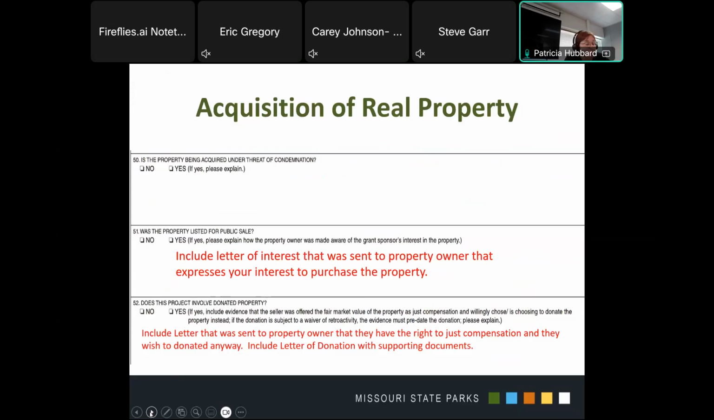Question 52 asks if the project will involve donated property. If it will, include evidence that the seller was offered the fair market value of the property as just compensation and is choosing to donate the property instead. Include those letters of support with the closing documents.